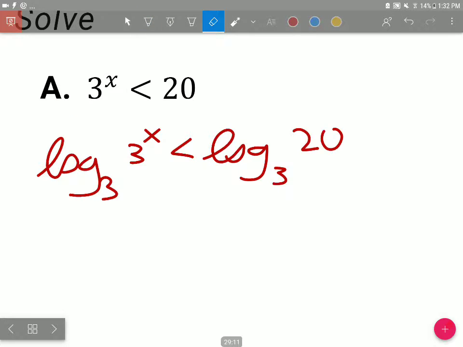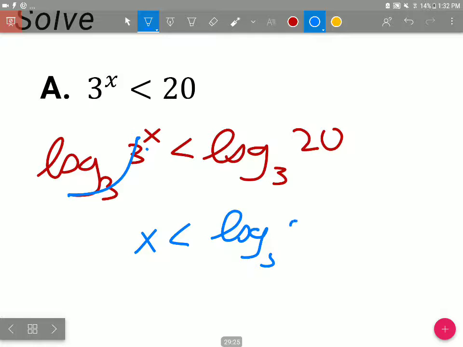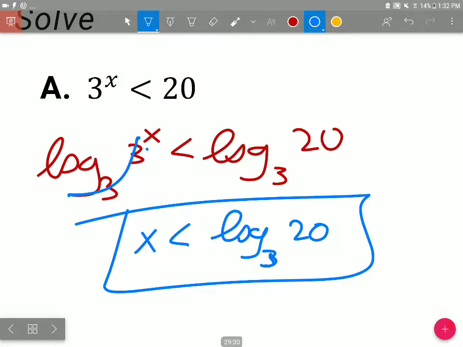Cool. Since I did it to the one on the left, I have to do it to every other term I've got. All right. Now, these have the same base, so x is less than log base 3 of 20. And you're done. Do letter B. I told you they were easy.